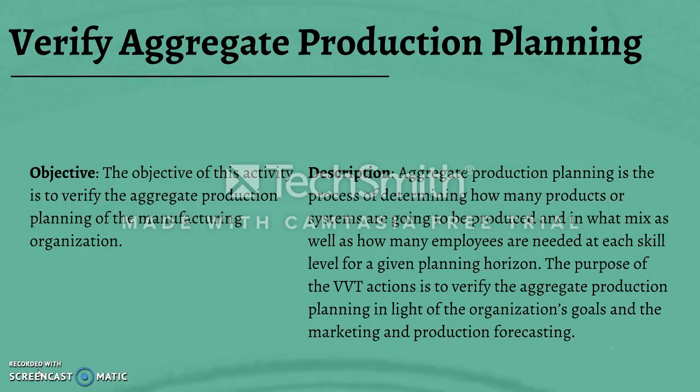Verify aggregate production plan. The objective of this activity is to verify the aggregate production planning of the manufacturing organization. Aggregate production planning is the process of determining how many products or systems are going to be produced and in what mix, as well as how many employees are needed at each skill level for a given production planning horizon. The purpose of these actions is to verify the aggregate production planning in light of the organization's goals and the marketing and production forecast.